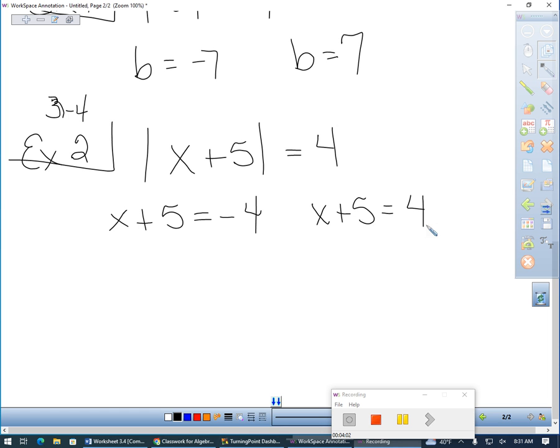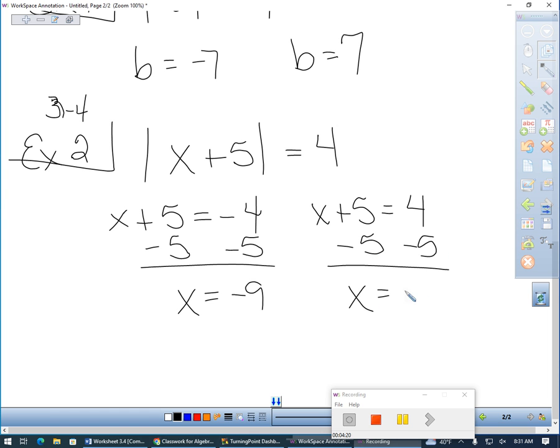Well, now we got to solve it. So subtract 5 from both sides. Our first answer is -9. Subtracting 5 from both sides, we get -1. And if you were to take either one of those and plug them back in, for example, if I plug -9 back in here for x, -9 plus 5 is -4, but the absolute value of -4 is +4, right? So it works. That one was easy? Good. Example number 3 then.